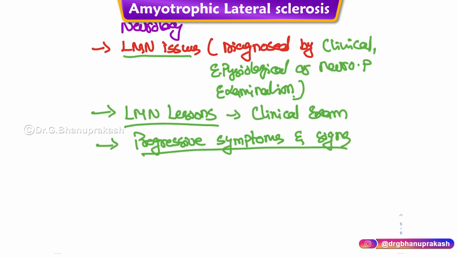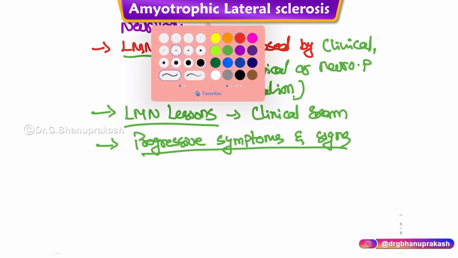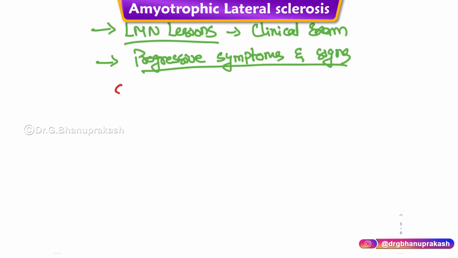But remember that some functions that are spared in ALS may not be spared in other motor neuron diseases. Especially this is very important for the differential diagnosis. So what are spared? Let us write here: spared in ALS but not in other motor neuron diseases.